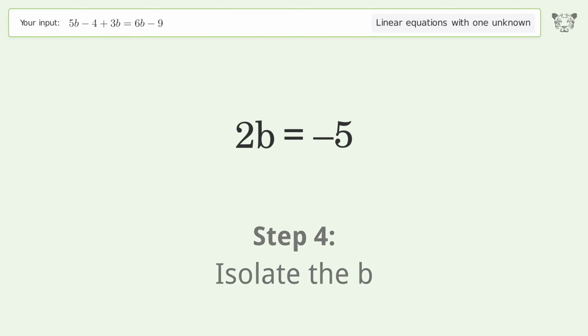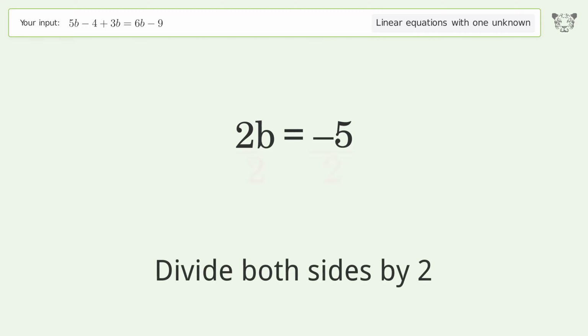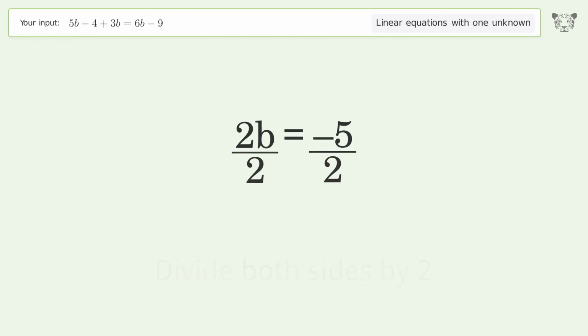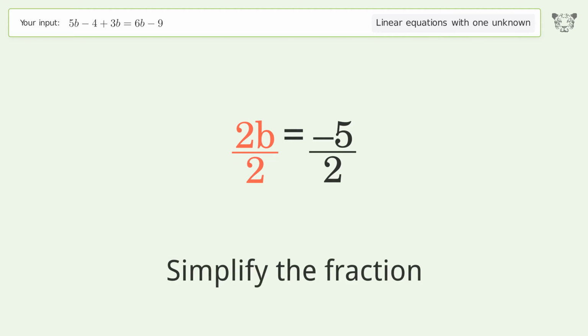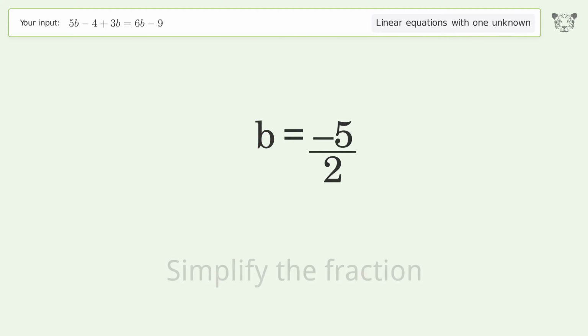Isolate the b. Divide both sides by 2. Simplify the fraction. And so the final result is b equals -5/2.